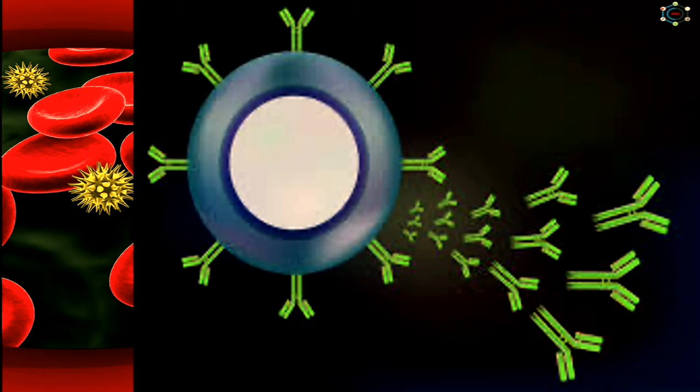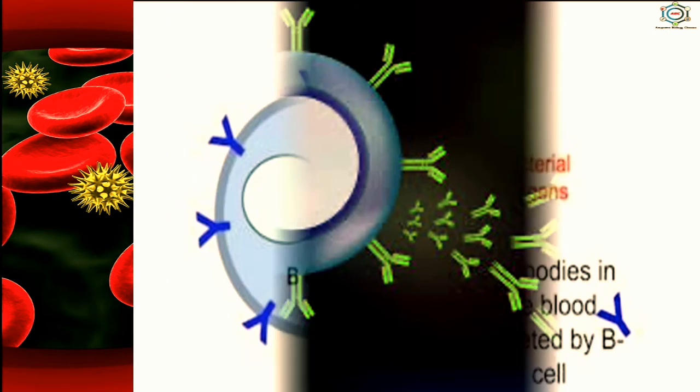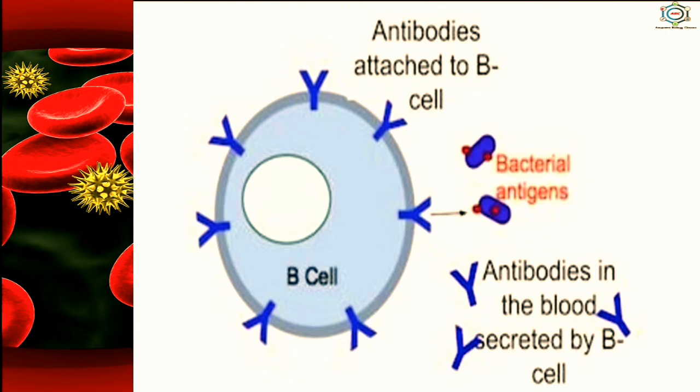So, if we talk about the antibody action, the antibodies bind to their specific antigens and inactivate the invading microorganism or the foreign molecules so that these are conveniently disposed of by the phagocytes. So here you can see the antibodies attached to the B cell, then the antibodies in the blood secreted by B cell, and attachment of this, then the antibody mediated immune system occur.